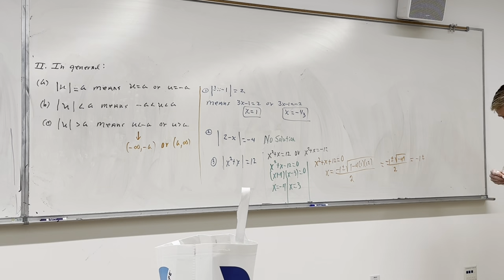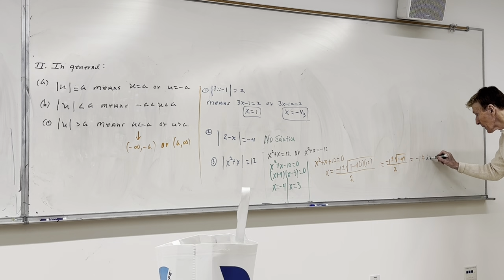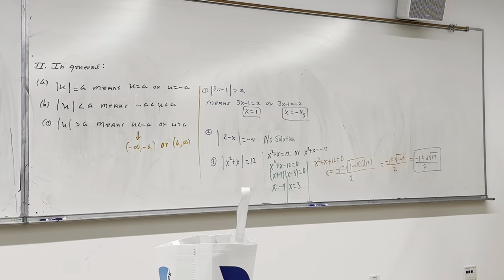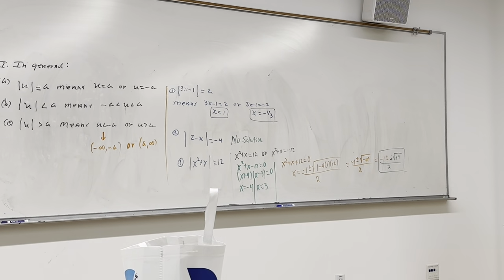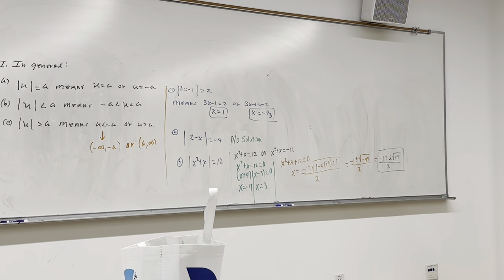Anyone have an idea what I'm looking for? An i. Just quickly write it as i square root 47, which cannot be simplified, all over 2, and leave it like that. I could do that and be finished with it.